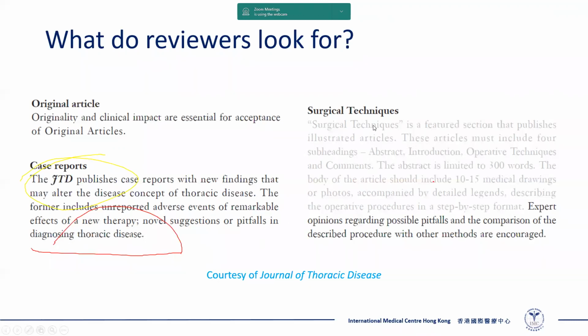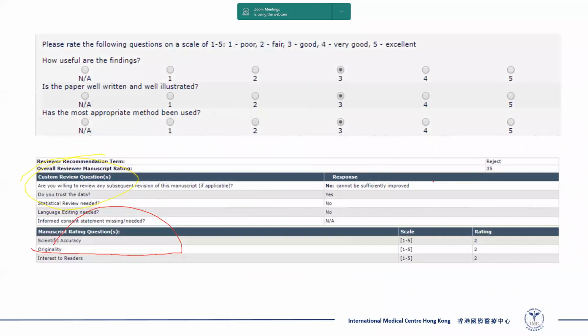If you're writing a technique paper, then again, they specifically say that you should give your expert opinion on this technique, on possible pitfalls, how it compares with other methods, etc., etc. Read the instructions for the authors. Now, when it comes to the reviewer stage, most journals actually help the reviewers. This is a typical reviewer screen in a couple of journals.